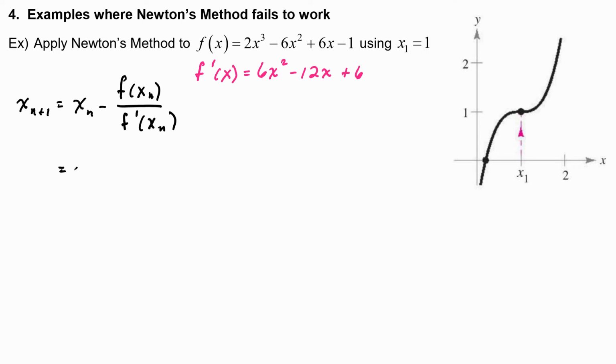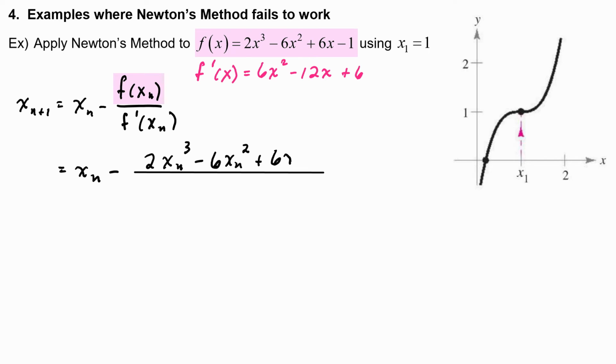So that's going to equal xn minus, if we take xn and plug it into f of x, we will get 2 times xn cubed minus 6 times xn squared plus 6 times xn minus 1. Then we have to take xn and plug it into f prime. So we would have 6xn squared minus 12xn plus 6.